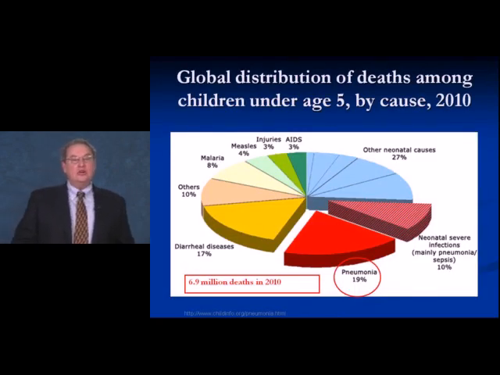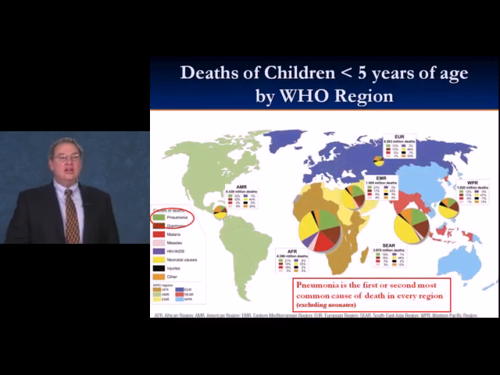If we look at the global distribution of deaths among children under 5, this data from 2010, there were 6.9 million deaths, and of those, the majority were from pneumonia. You can see here, 19%. Looking at the deaths of children by WHO region, that's the World Health Organization, you can see that in every region, pneumonia, which is shown here in green, is the first or second most common cause of death.